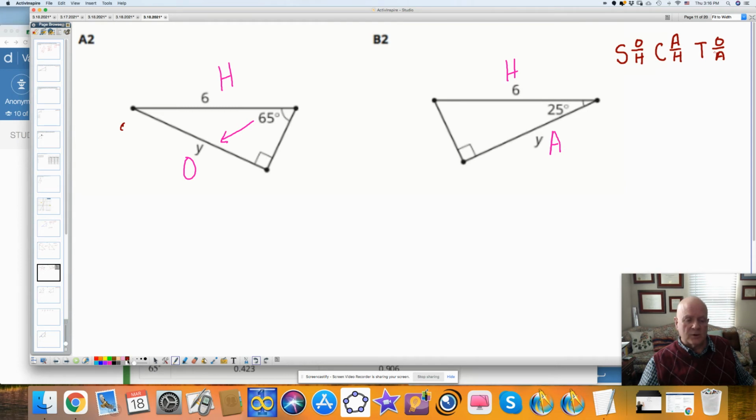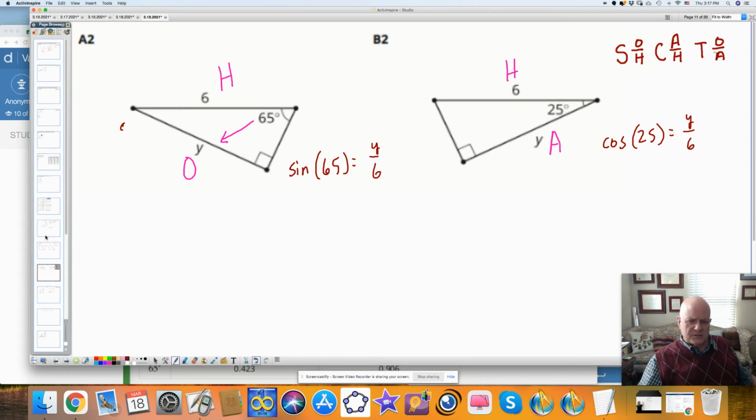Looking at this third one, I've labeled my sides. Opposite and hypotenuse, that's the sine. The sine of 65, opposite over hypotenuse, is equal to y over 6. Here we have the cosine, adjacent over hypotenuse. The cosine of 25 is equal to y over 6. Y over 6, it's the same thing. Sine of 65 should be the cosine of 25.